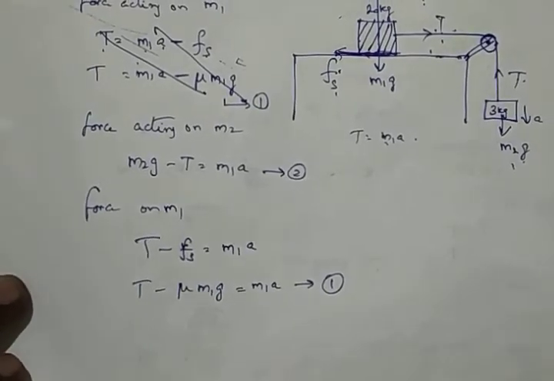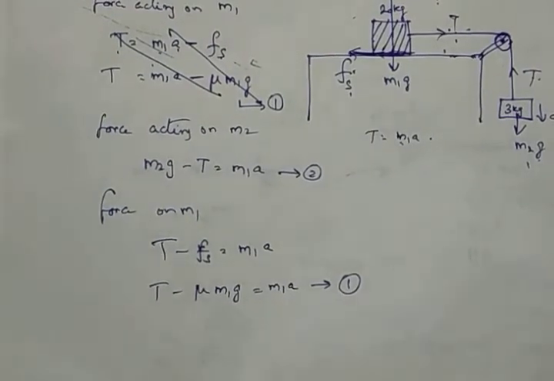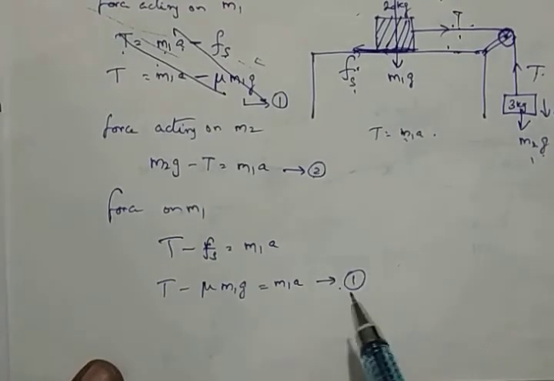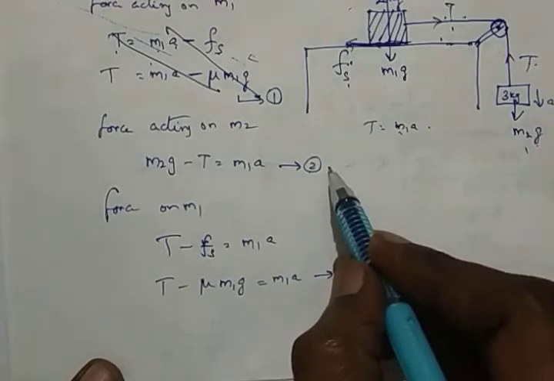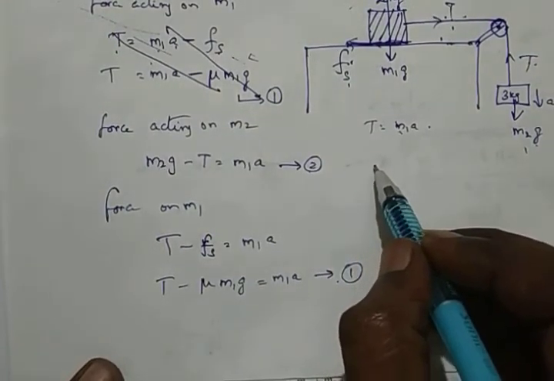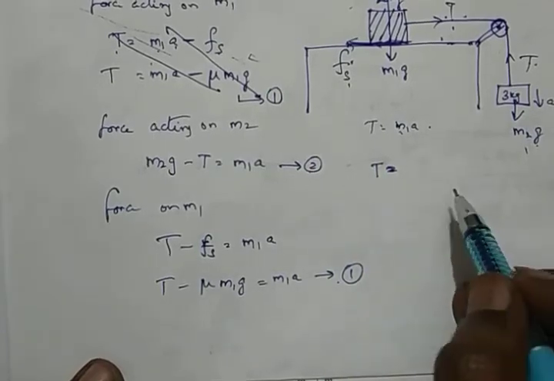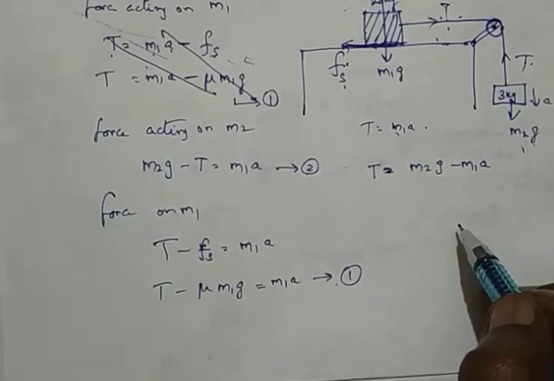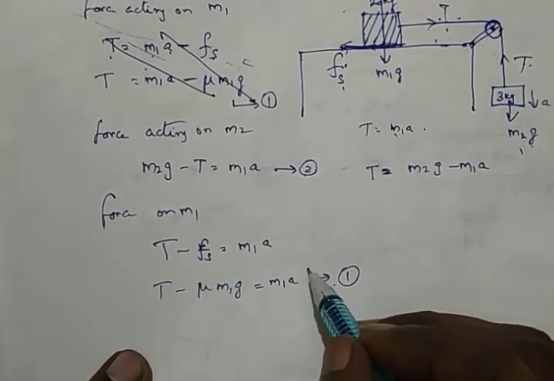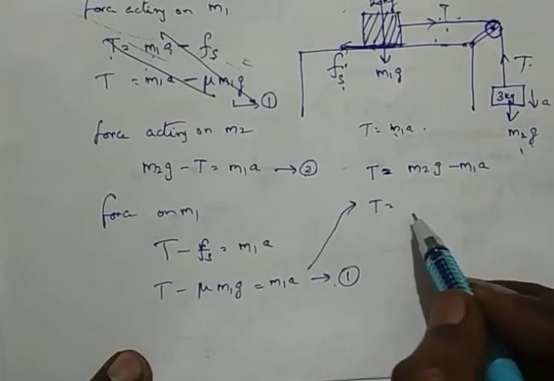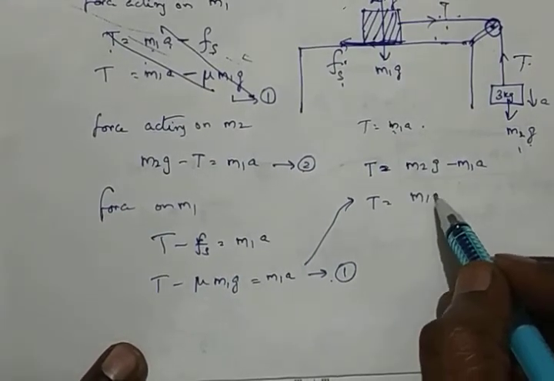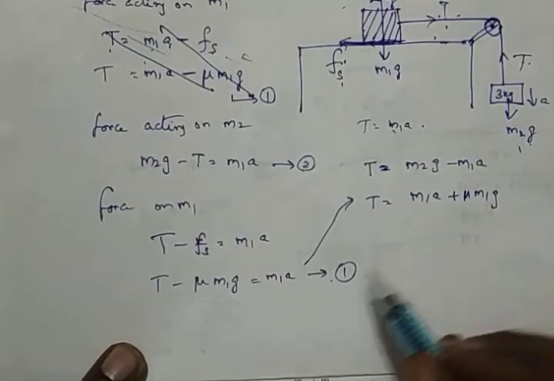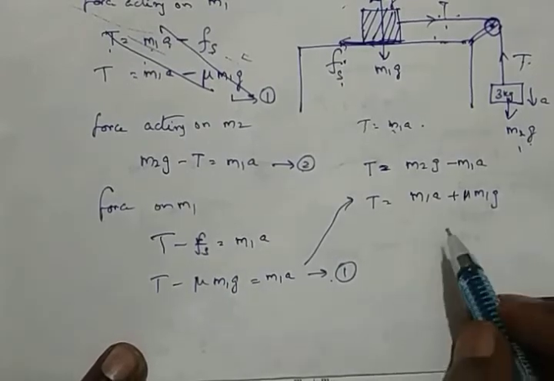Right. So now we'll move forward with how to do this. We've got two equations, equation 1 and equation 2, and we need to find the acceleration. First, we rewrite this equation with tension on one side and take all the other things to the other side. So it is m2g minus m1 into a. This equation you write like this: tension on one side, other things on the other side. So m1 into a plus mu into m1 into g. Because this whole thing goes to the other side, the minus will become plus.